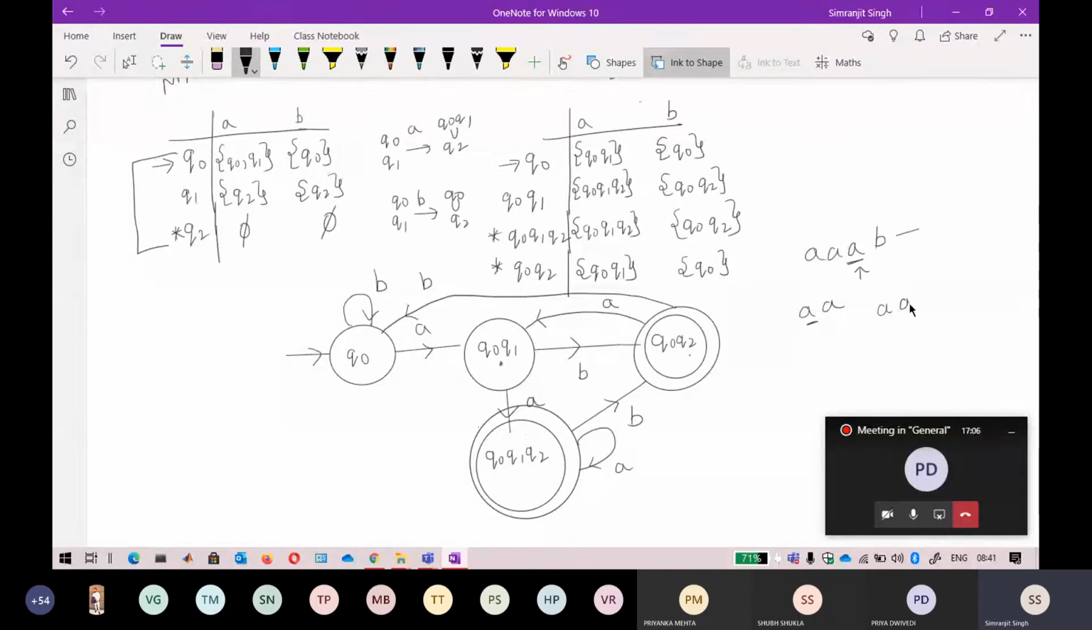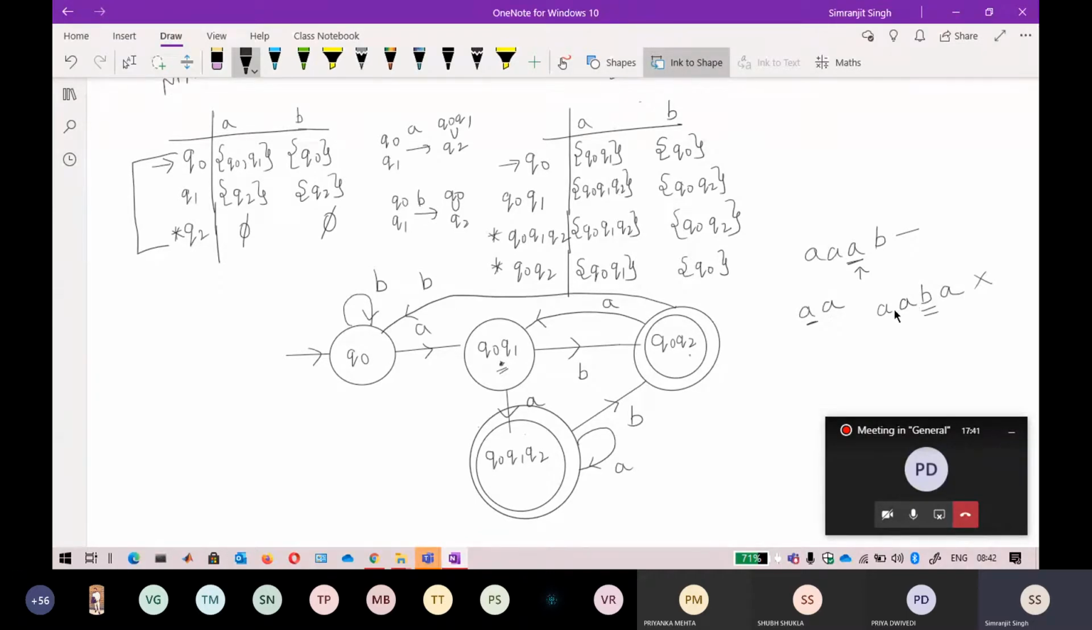Another string where the second symbol from RHS is not A should not be accepted in the automata. It goes like this. From Q naught on A, it goes to this state. After that A, it goes to this state. After that B, it goes to this state. After that A, it goes back to Q naught and Q1. So this string is not accepted, and it should not be accepted because the second symbol from RHS is B. So that is why.